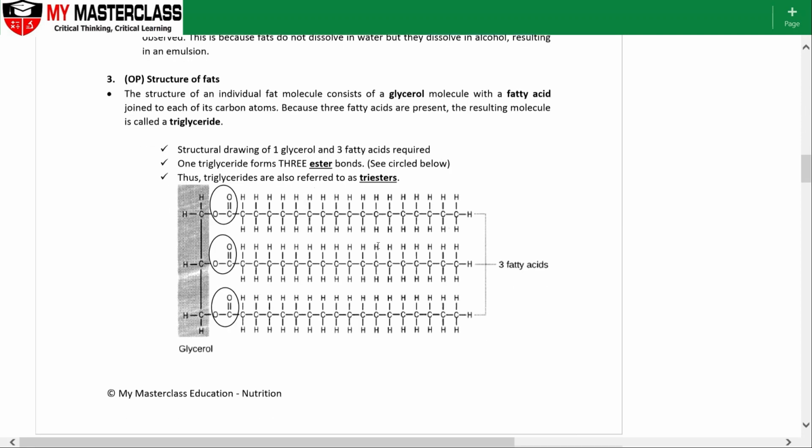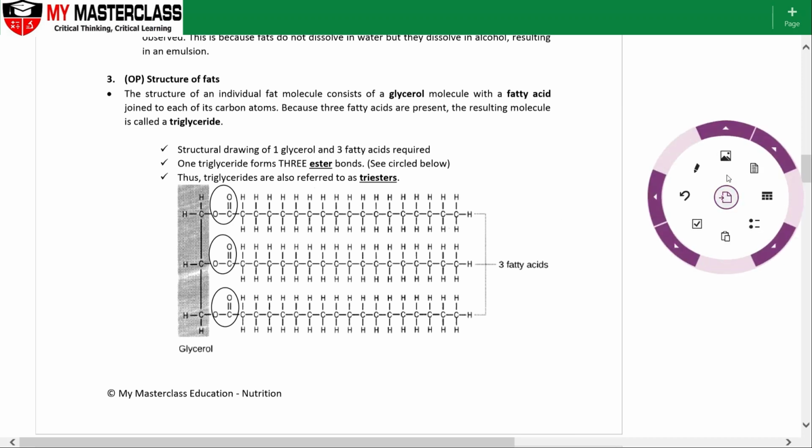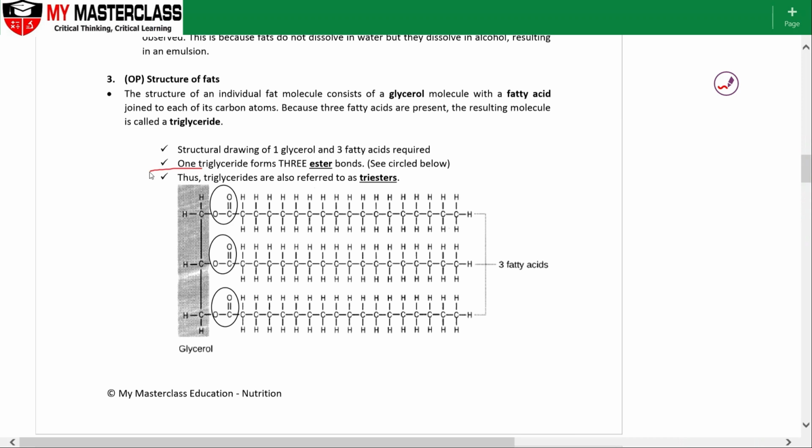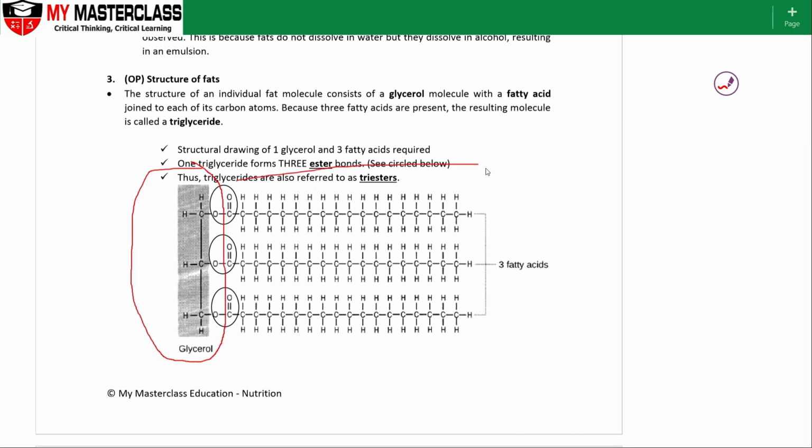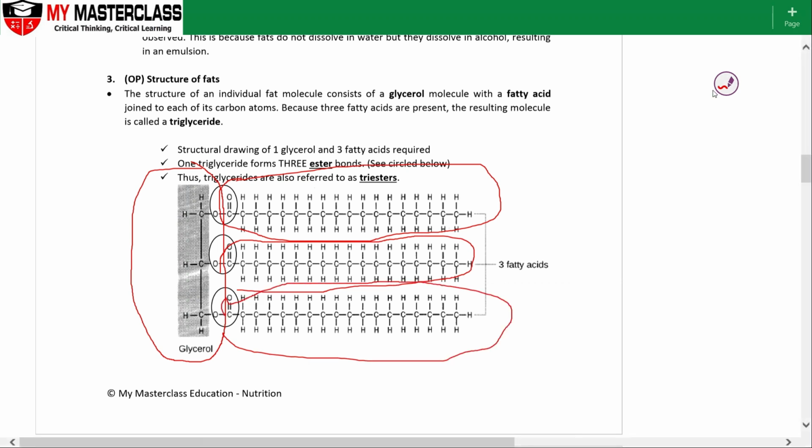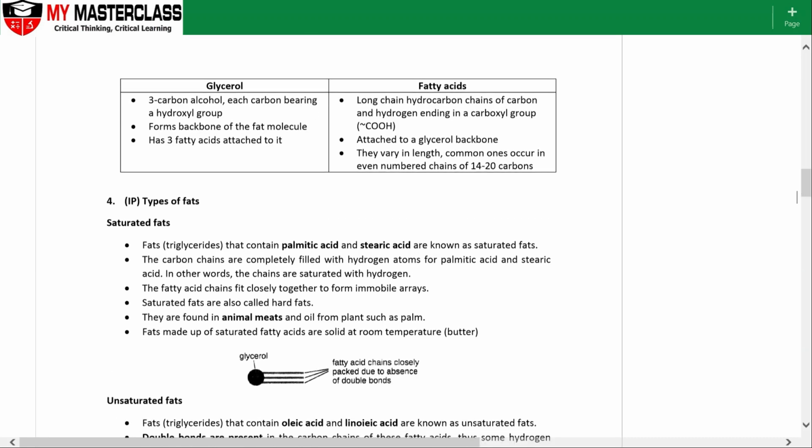Now, this is the entire structure of the fats. Once it is broken up, I will have one glycerol here and three fatty acid chains here. Let me just draw it out here. Once it is broken up, I will be breaking it up into here, and then I will have three fatty acid chains. One, two, here, and here as well. So in total I have three fatty acid chains and one glycerol.